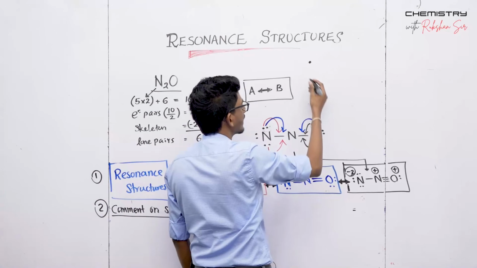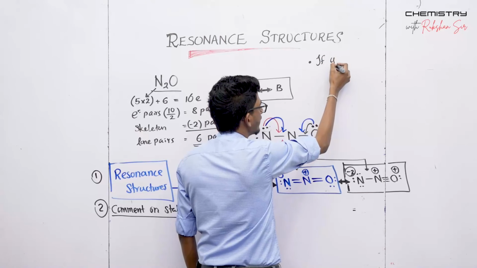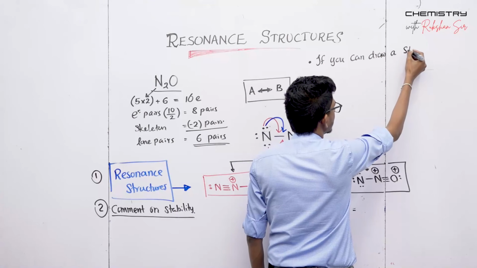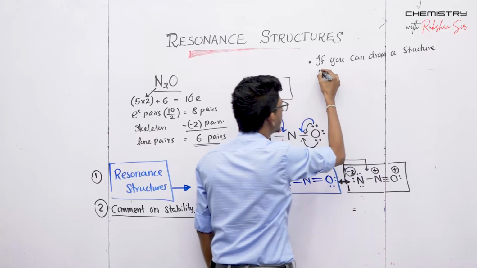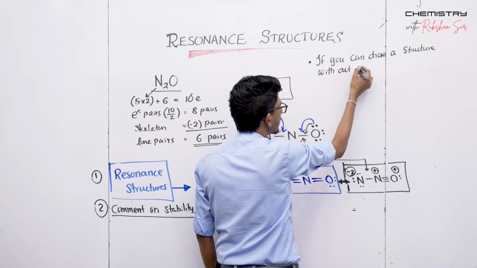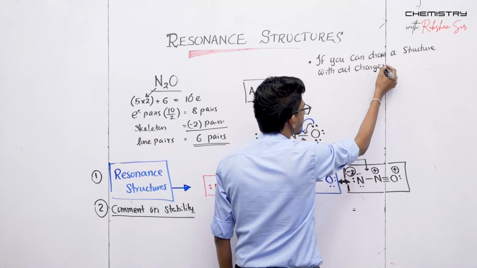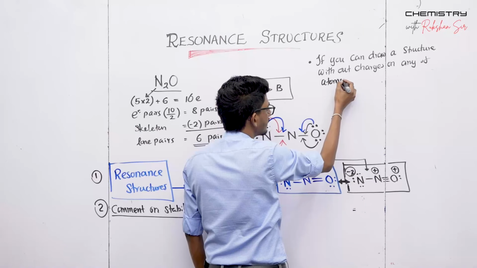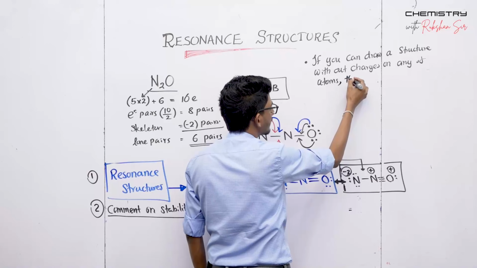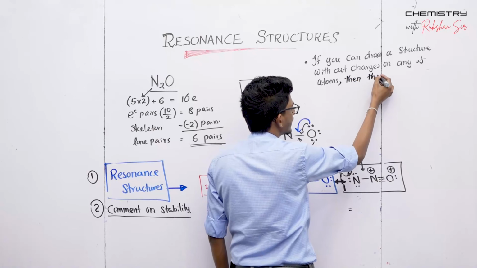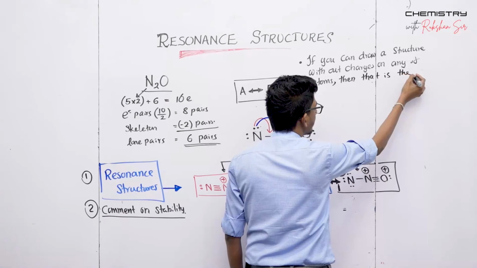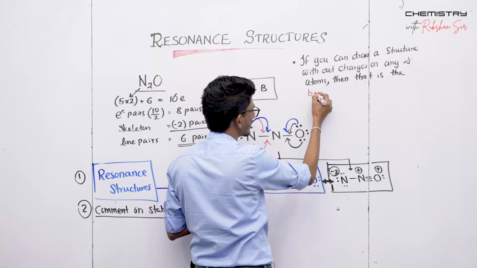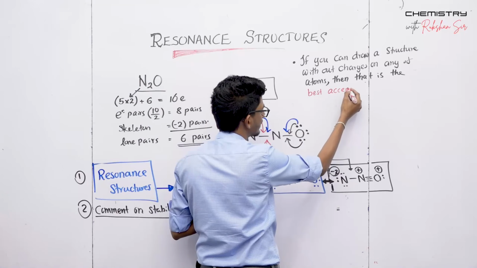The first point is: if you can draw a structure without charges on any of the atoms, then that is the most stable structure, the best acceptable structure.